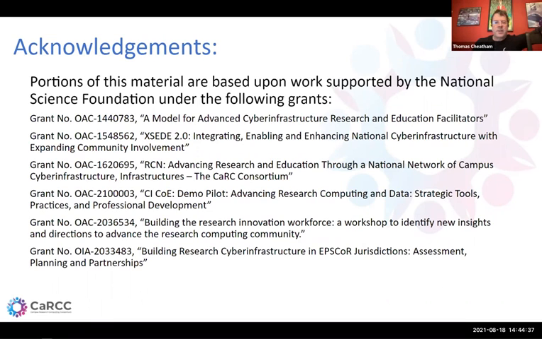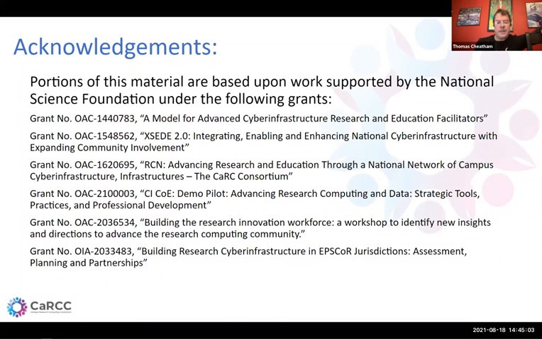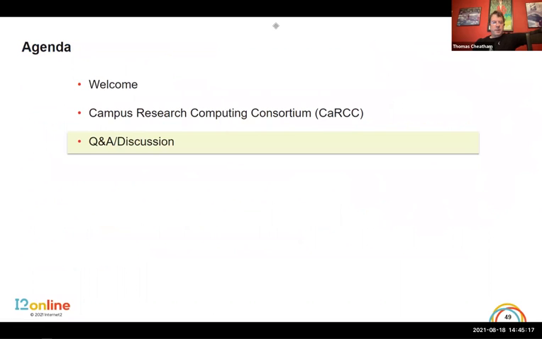We have a lot of NSF support that's received over the years, and as we've evolved our understanding of what the research computing and data profession is. At first, we thought it was the people who interact with researchers. It evolved into the multiple facings. So the first part was through the ACI REF grant, which is listed there. You can see the RCN for the CARC consortium that was funded. It's going to be ending this year. The new CI/COE demo pilot and a new grant for building cyber infrastructure and EPSCoR jurisdictions. And I think with that, we move into the question phase.